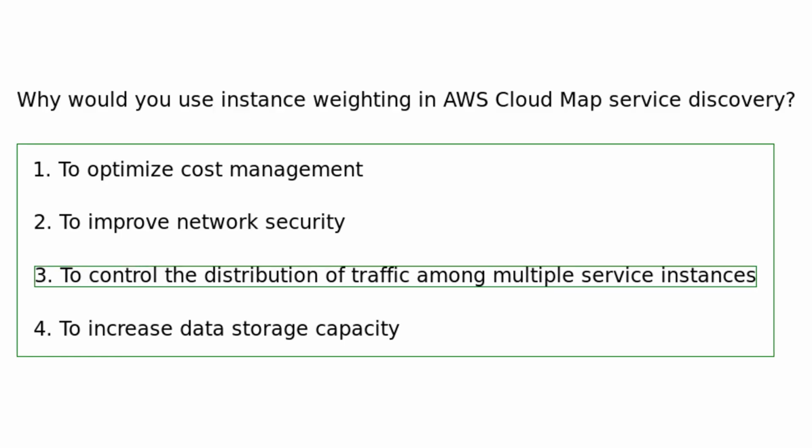Instance weighting in AWS Cloud Map service discovery allows you to control the distribution of traffic among multiple instances of a service, directing more traffic to instances with higher weights.